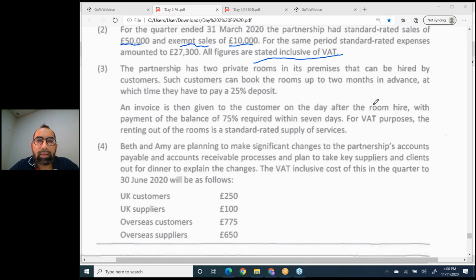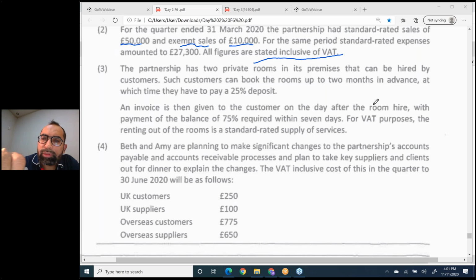Okay. In front of you on the screen you can see the OT case which we were doing yesterday. We missed points number 3 and 4 because we were running short of time. Now let's cover it. The partnership has 2 private rooms in its premises that can be hired by customers, right? So they are providing services. It's like hotel service or rent service, that's it.